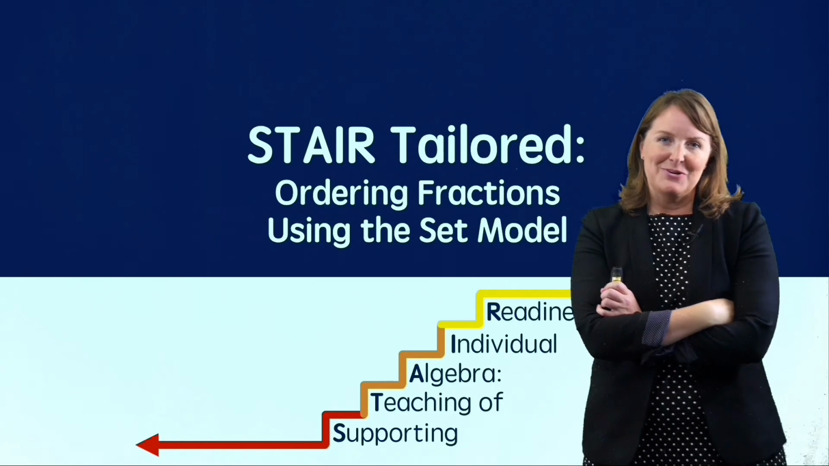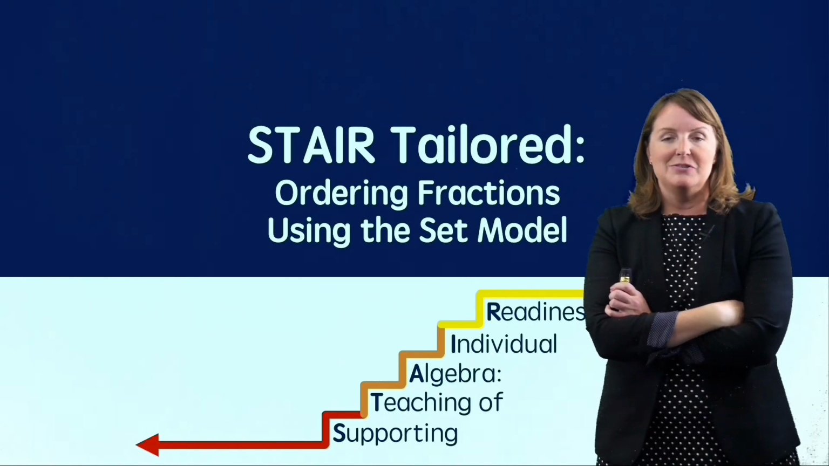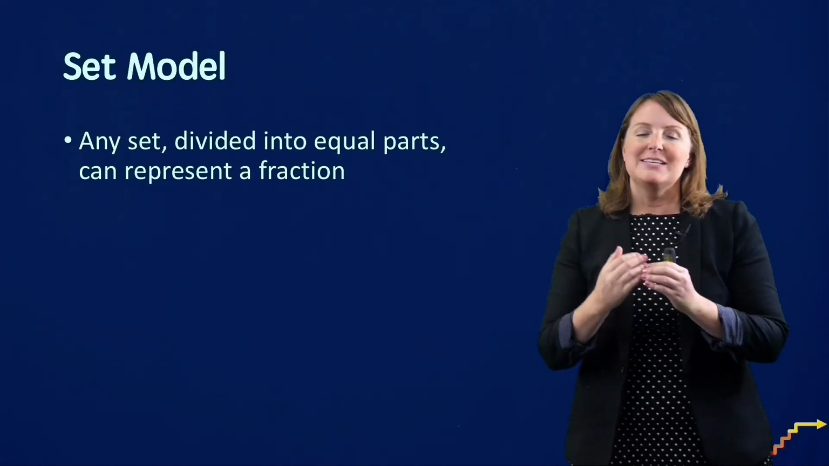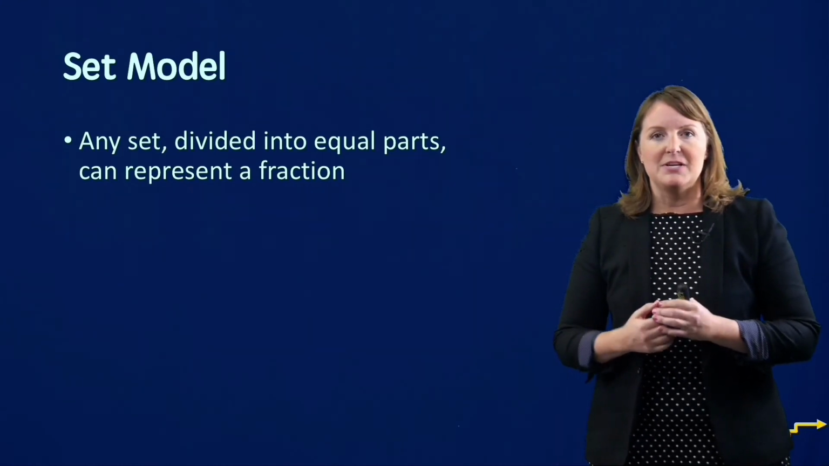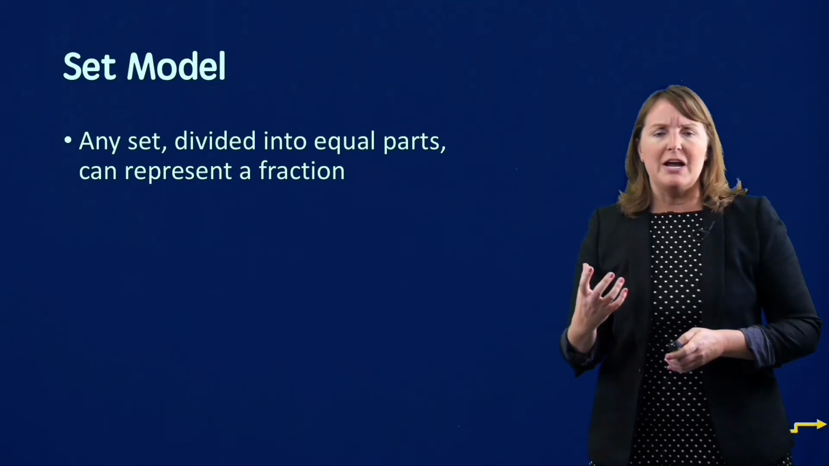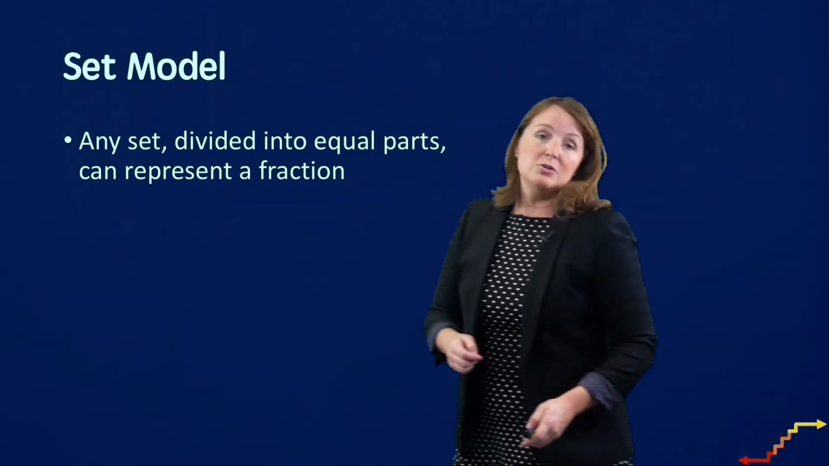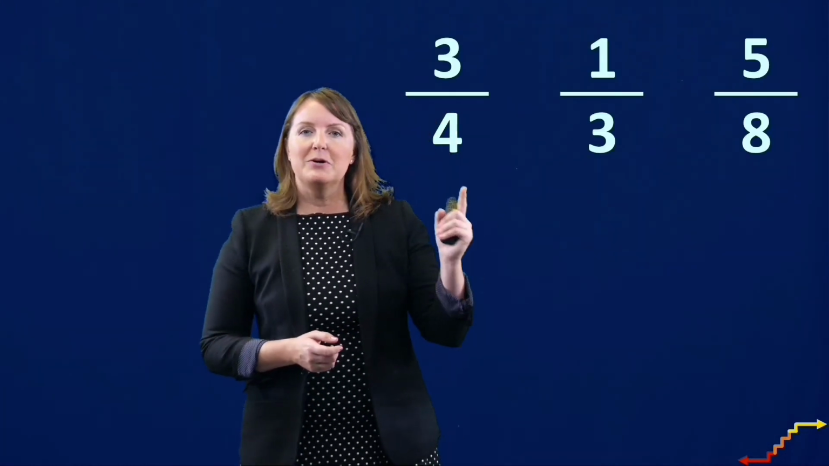I'm Sarah Powell from the University of Texas at Austin, and today we're focusing on ordering fractions using the set model. The set model means that we can take objects and make a set of those objects, and some of the objects in that set can represent the numerator of the fraction. So we are going to use the two-color counters today. That's a really good example of the set model, and we're going to use those two-color counters to compare these three fractions: 3/4, 1/3, and 5/8.